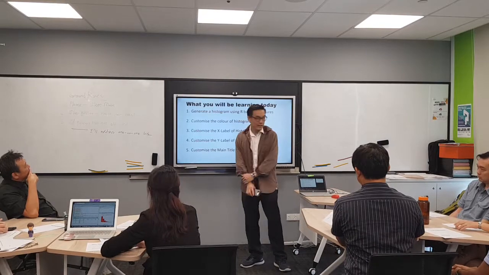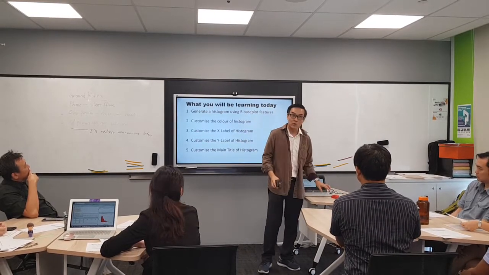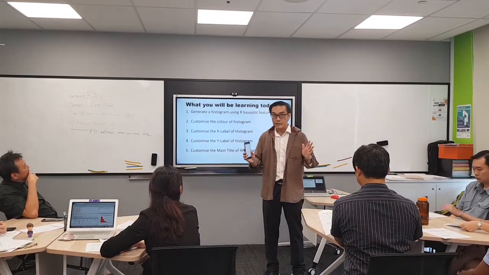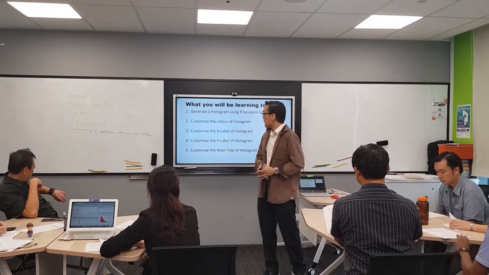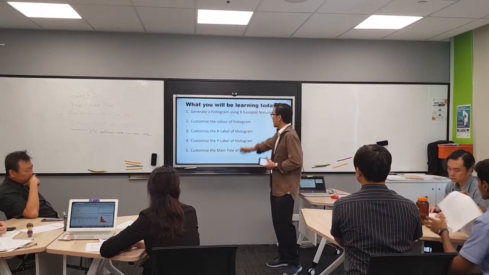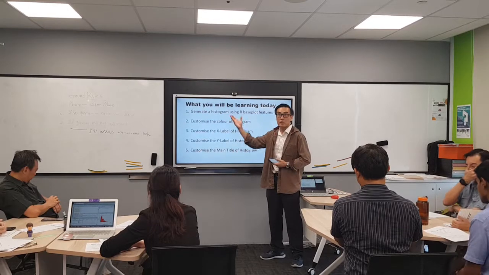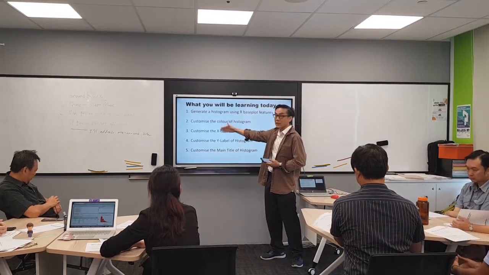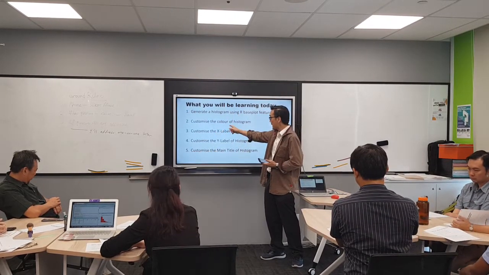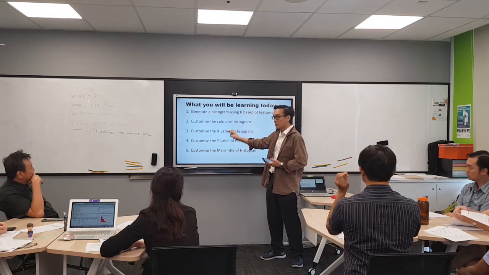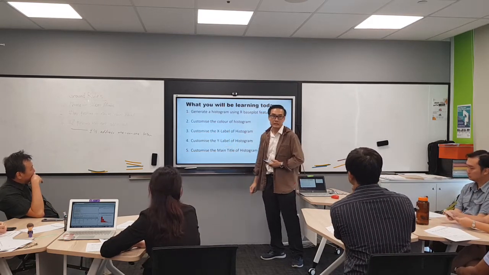Today we'll be covering our programming, and we'll be using what we learned earlier to do a histogram. This is what we're going to learn today: creating a histogram using R-based block features, and learning how to customize the histogram based on the color, X label, Y label, and the main title.